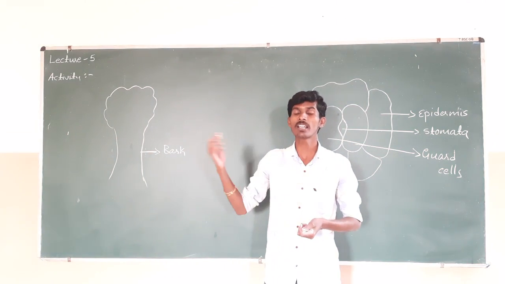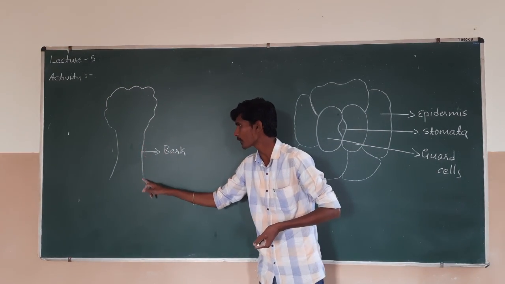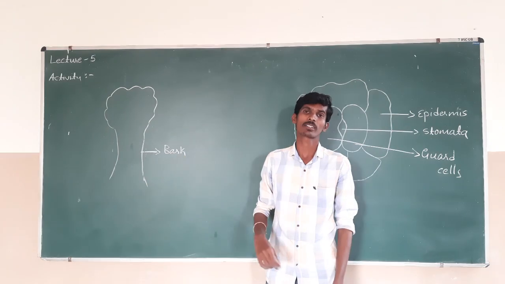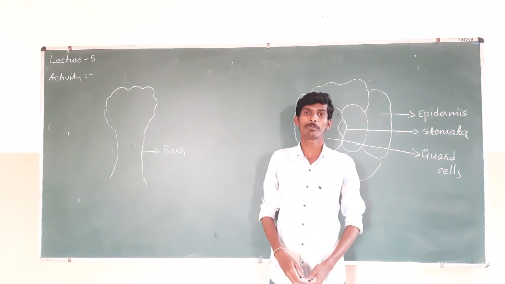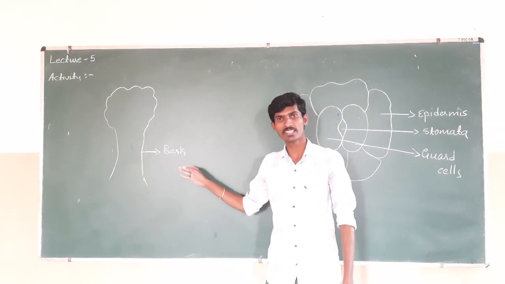It is also covered by a material called suberin, another chemical material. This chemical material is deposited on the outer surface of the bark, and it forms the bark. This bark is impervious, or impermeable, to gas and water.